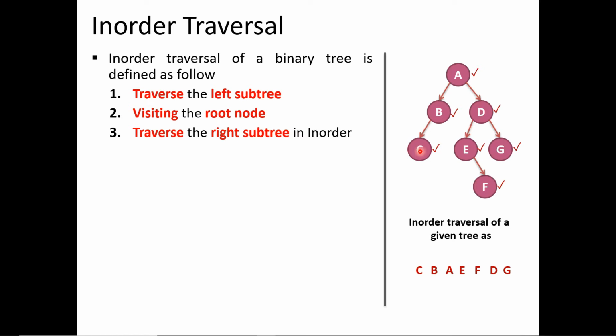Now the shortcut method of in-order traversal is that we free fall all the nodes. First C is there, then B, then A, then E, then F, then D, and then G. So you have to freely fall all the nodes, then it will become the in-order traversal. So this is the in-order traversal of a binary tree.